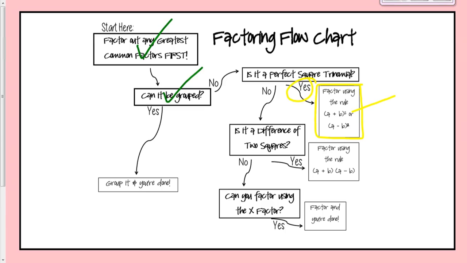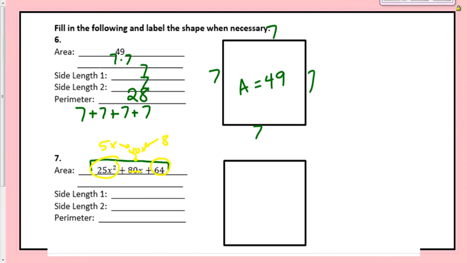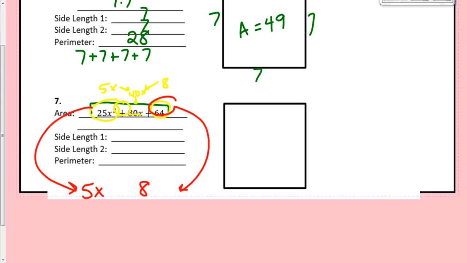So either my answer is going to be a plus b squared or a minus b squared, right? So I see that because this is a plus sign right here, I know that my answer is going to be plus. So the way I get my answer is I take the square root of each piece. So square root of the first one would be 5x. Square root of the second one would be 8. Then because this is a plus sign, I put a plus, and I square it. Okay? So now, that is representative of the area, 5x plus 8 all squared.